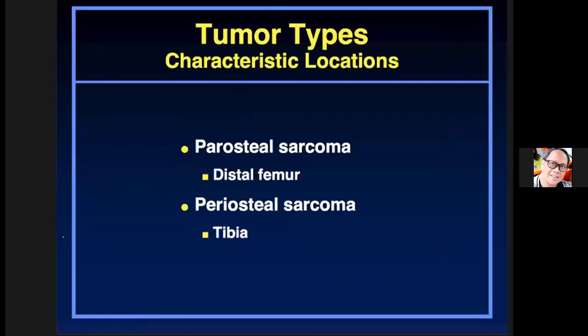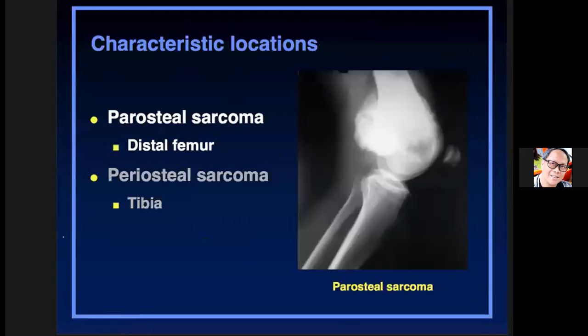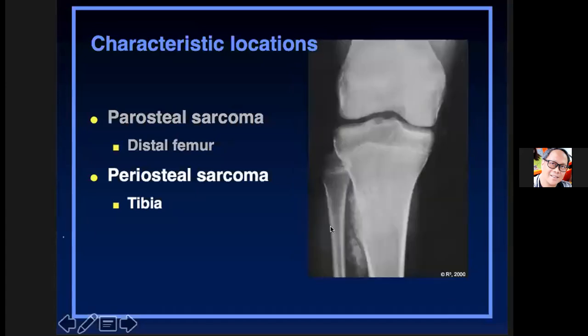So parosteal sarcoma is usually seen in the distal femur; periosteal, more distally, involving the tibia. Okay, so this is parosteal sarcoma at the distal femur metaphysis, no? Where this one is periosteal. There is bone destruction, cortical destruction on the lateral aspect of the tibial metaphysis, no? That's the lesion there, and you do have some soft tissue involvement as well.